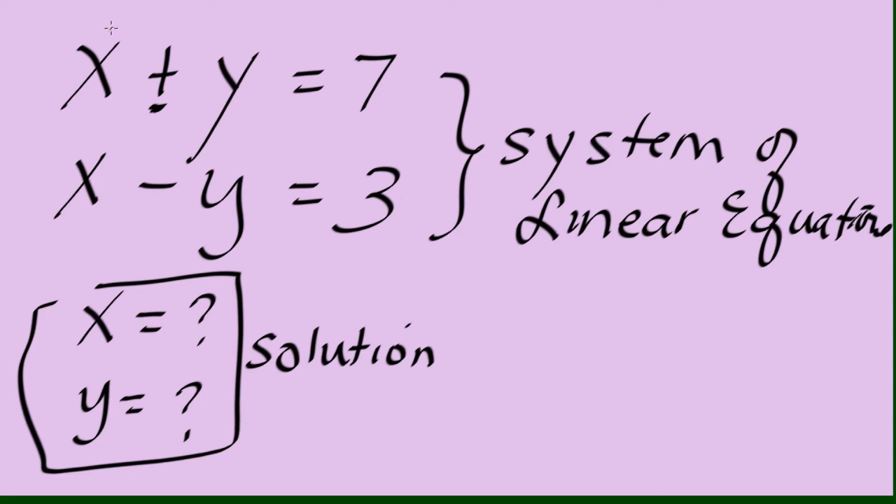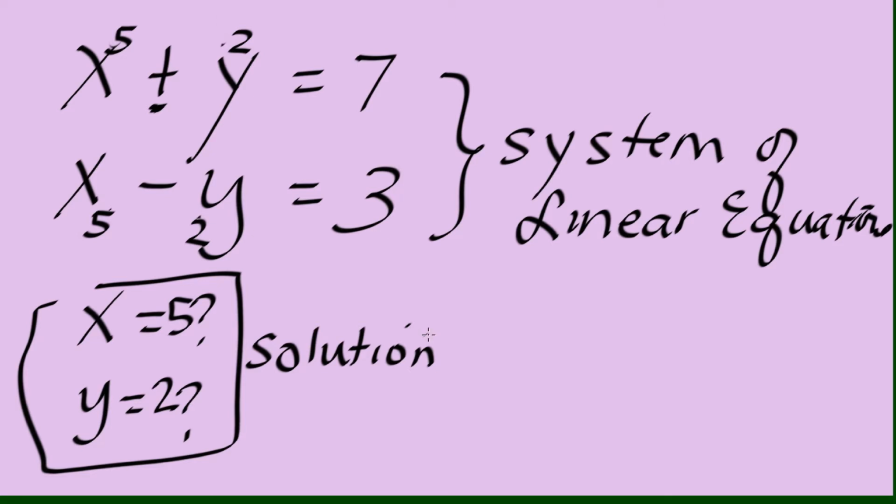So you can try, say, 6 plus 1. 6 plus 1 is equal to 7. But the problem is when you do 6 minus 1, it's not going to be 3. So what two numbers satisfy the two equations? What numbers when you add give you 7, and at the same time, when you subtract give you 3? So let's try 5 and 2. 5 plus 2 is equal to 7. Now, what about 5 minus 2? 5 minus 2 is 3. Therefore, we have a solution: x is 5, y is 2.